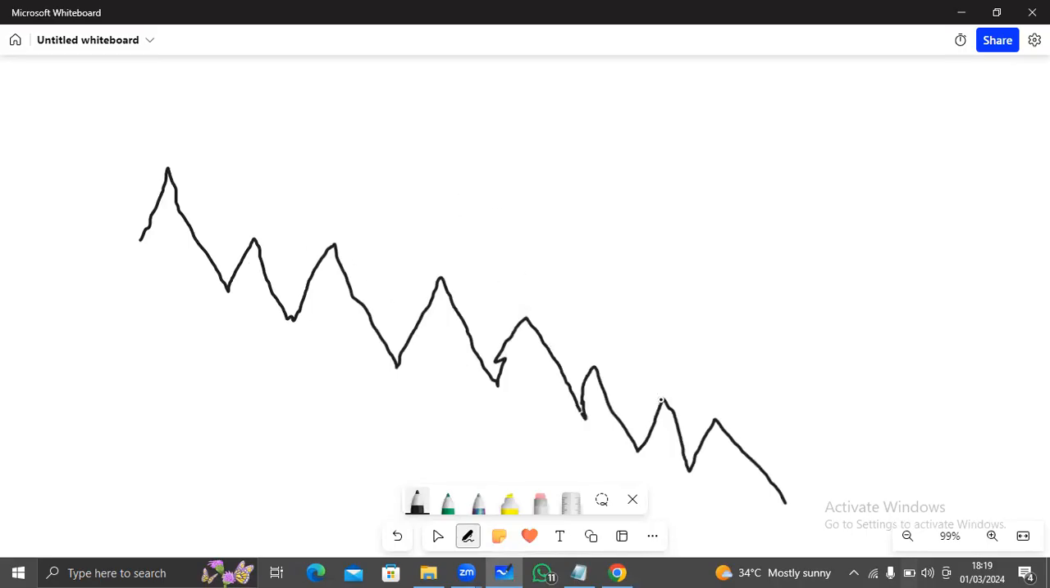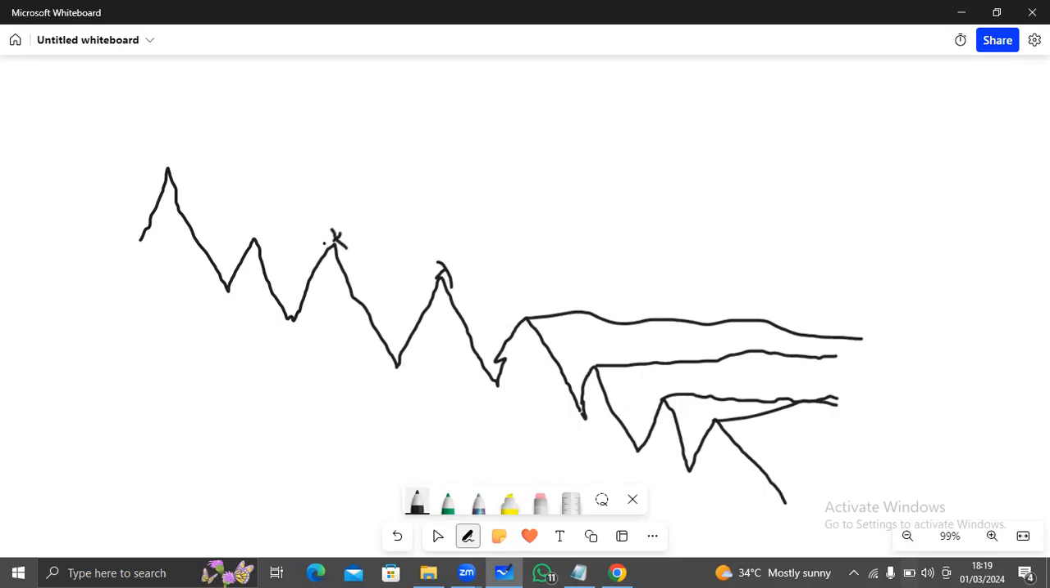And all these things here, what they signify, these are all liquidities in the market. These highs, all of them, are liquidities in the market.